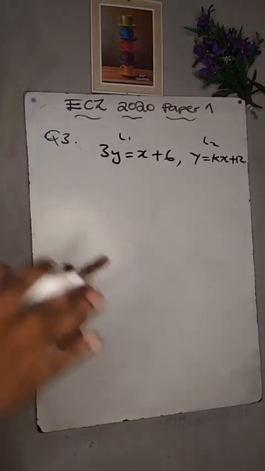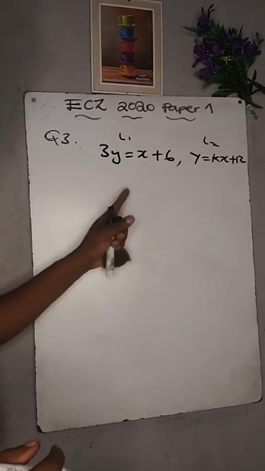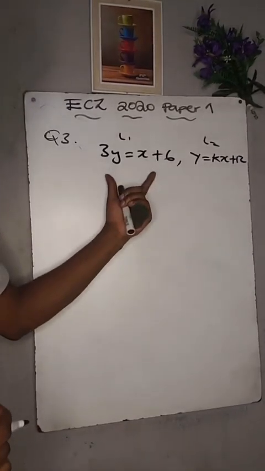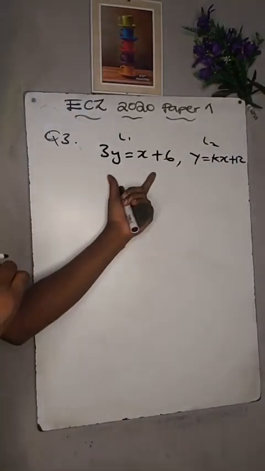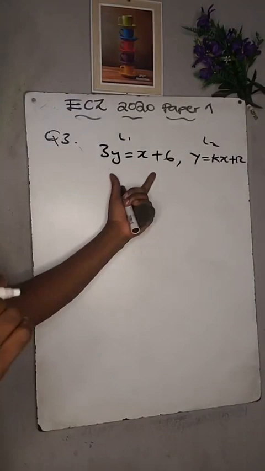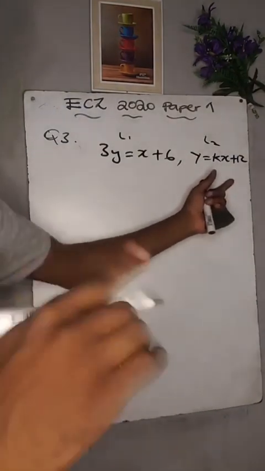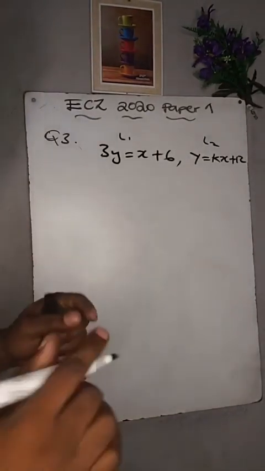If you were here when I was teaching coordinate geometry yesterday, you'll be able to catch this. So we have the first line. This first line is not in standard form of the equation of a straight line. So this question is saying, given that the lines, this line and that, are perpendicular, find the value of k.